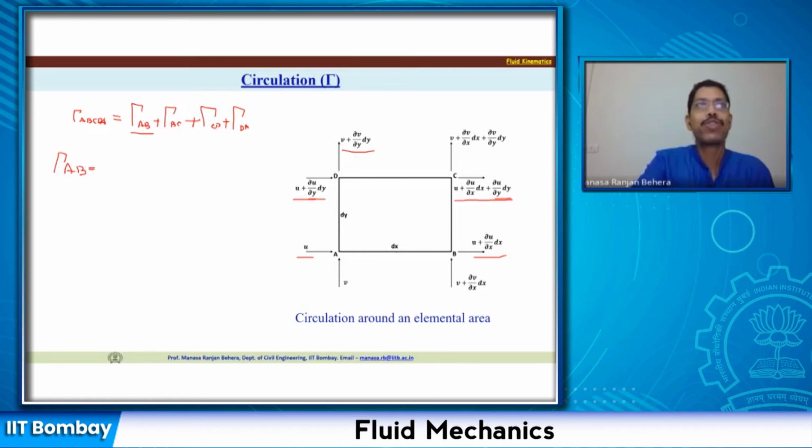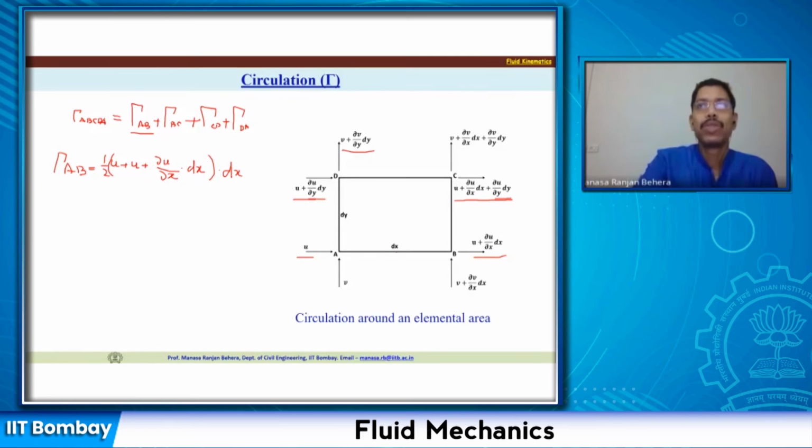Now the average velocity I should find out, that is u plus u plus ∂u/∂x multiplied by dx, divided by 2, or multiplied by 1/2. Okay, so this is my average velocity. Then this velocity, when I apply it over this length, integration over this delta x, I will multiply it by dx.